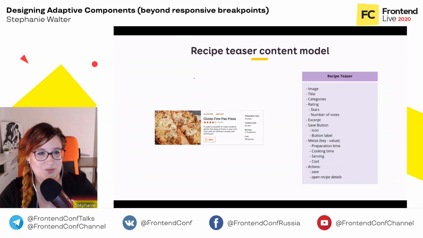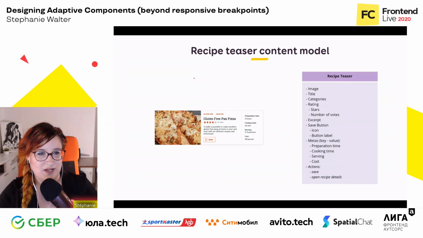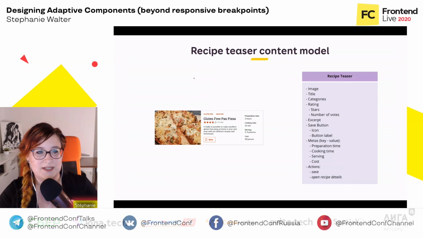And then I have those metadata that have this kind of key value structure. So preparation time, cooking time, serving cost. And then I have invisible things. The invisible things here are the actions. So I have a save action that is going to save this recipe to whatever favorite recipe list I have. And then I have an open recipe detail action, which will be triggered when I click on the whole tile. It's going to send me to the recipe page.